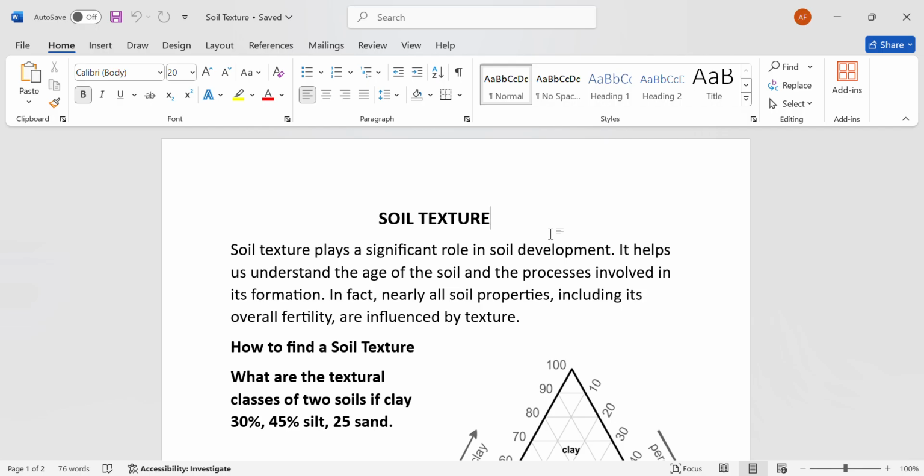And then the question is how soil texture plays a significant role. Soil texture helps us to understand the age of the soil and the process involved in its formation, and it also tells about the soil properties and the overall fertility influenced by the texture. Soil properties we will discuss later on.